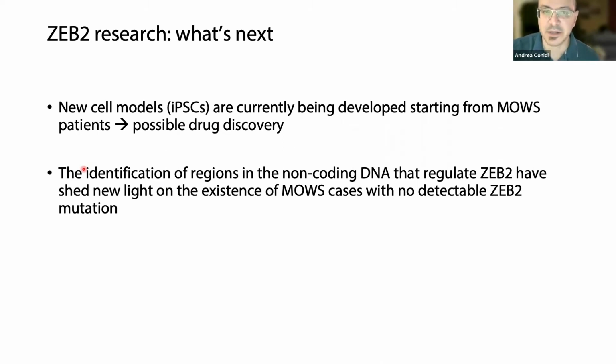We know also, and that's something I will go back to later, that there is another class of mutations we should take into consideration when diagnosing Mowat-Wilson and finding the cause of Mowat-Wilson in a patient. Mutations can also occur in regions that are non-coding, so they are non-exons. And if you do an exome sequencing, you will never find out. So we have to take these things into consideration too.